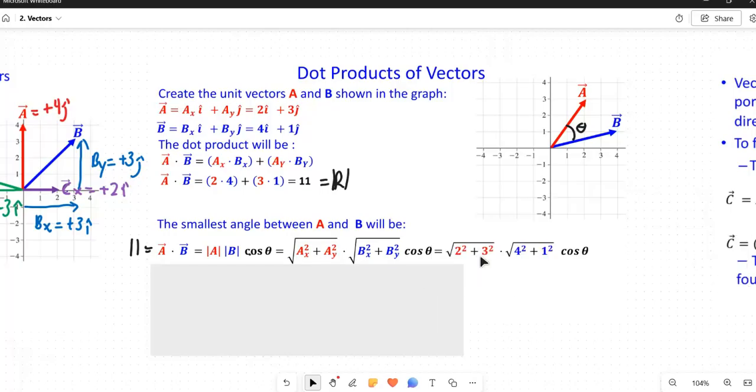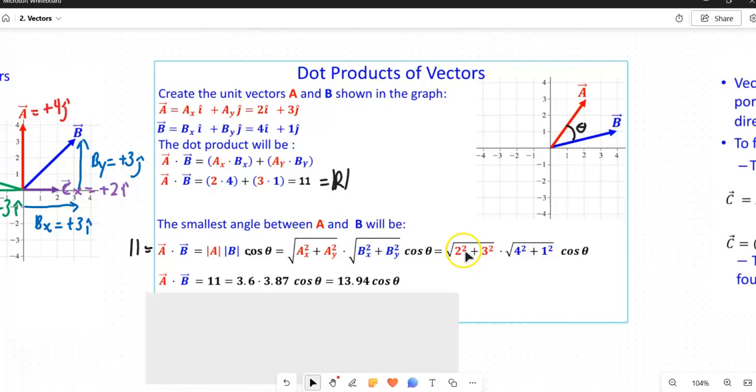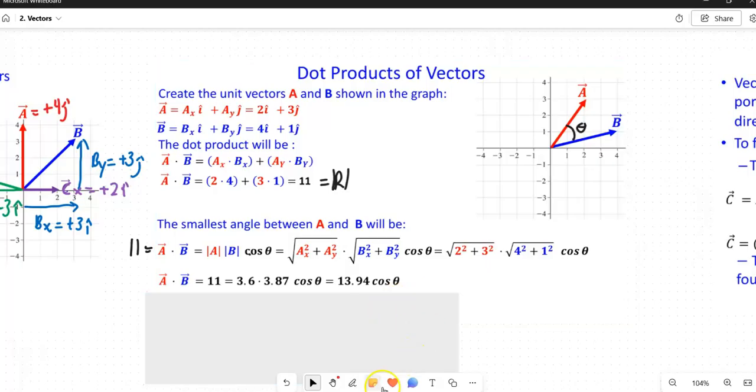So now what we have is positive 2 squared plus positive 3 squared, times positive 4 squared plus positive 1 squared. Okay, so that is going to be equal to 3.6 when you square root it, and 3.87. Multiplying those two numbers together is 13.94. And we know that A dot B from up here is equal to 11.